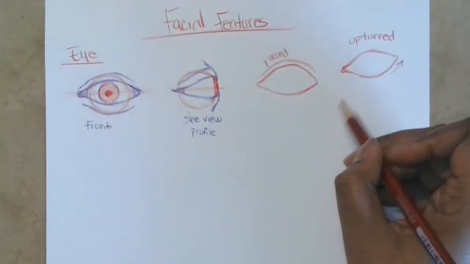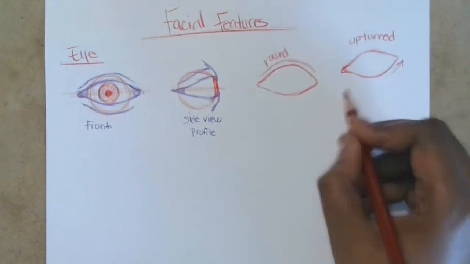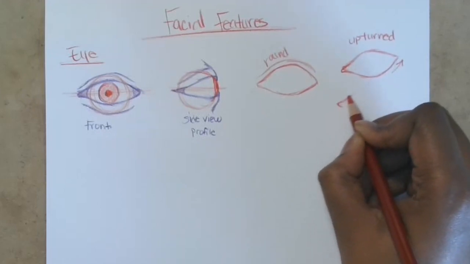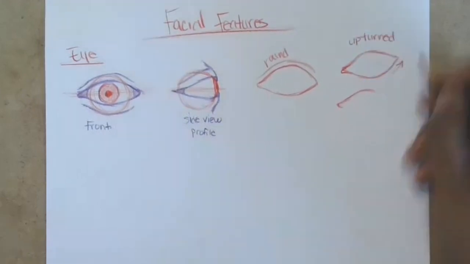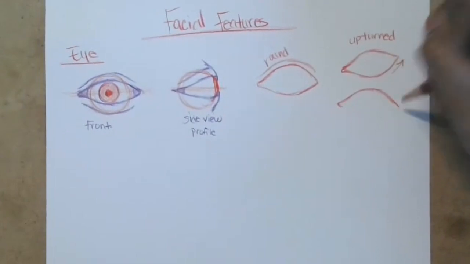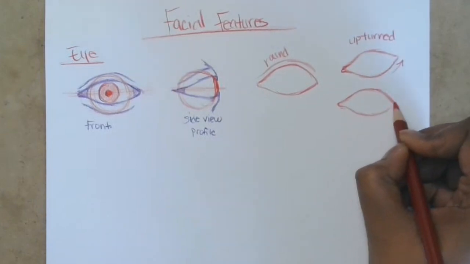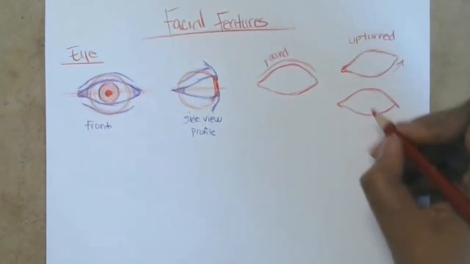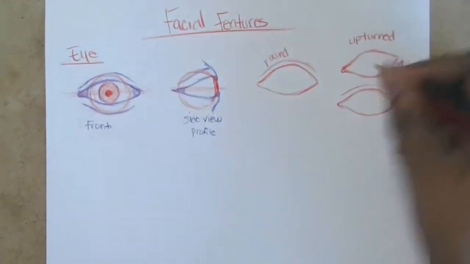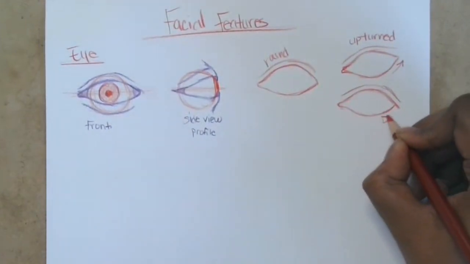Then there is a downturned eye shape. So instead of this outer corner turning up, it just turns down. So start at the inner corner of your eye again. We can sketch it around, but this time come down a little more. So this is downturned.